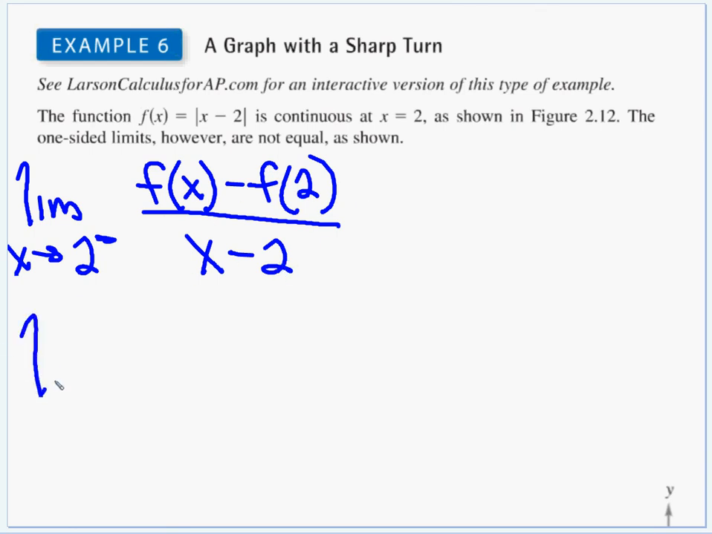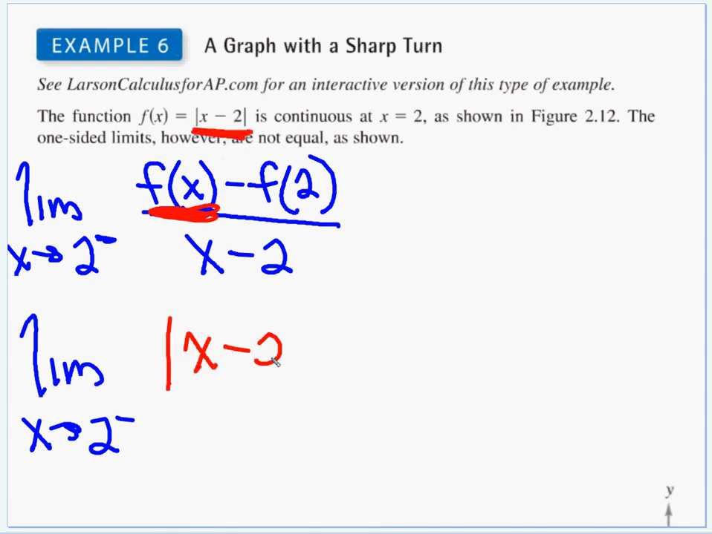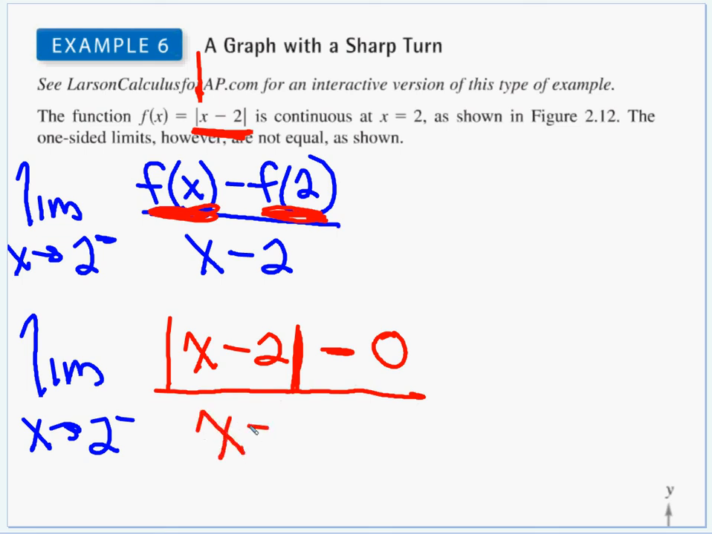Now let's actually plug in the function that they gave us. Let me switch to red ink. This f of x is just the absolute value of x minus 2, minus f of 2. What happens if we put 2 into that function? We get the absolute value of 2 minus 2, or the absolute value of 0, or just 0. Down in our denominator, we have x minus 2. So that minus 0, I can just erase.